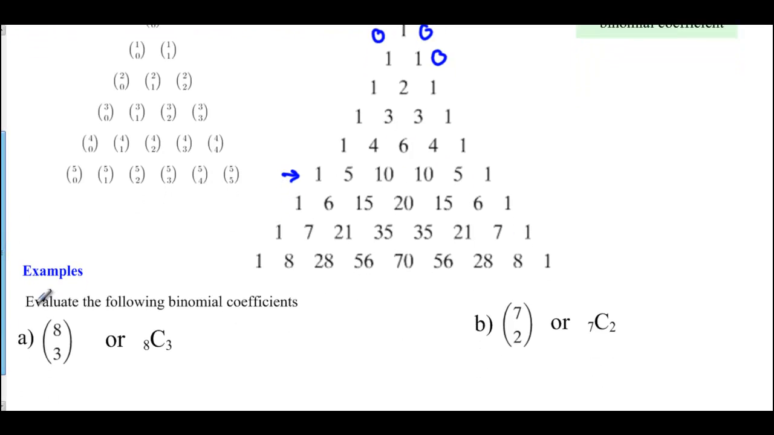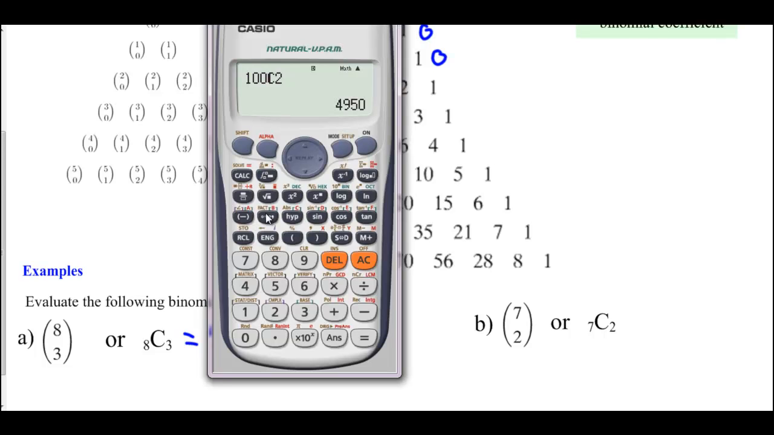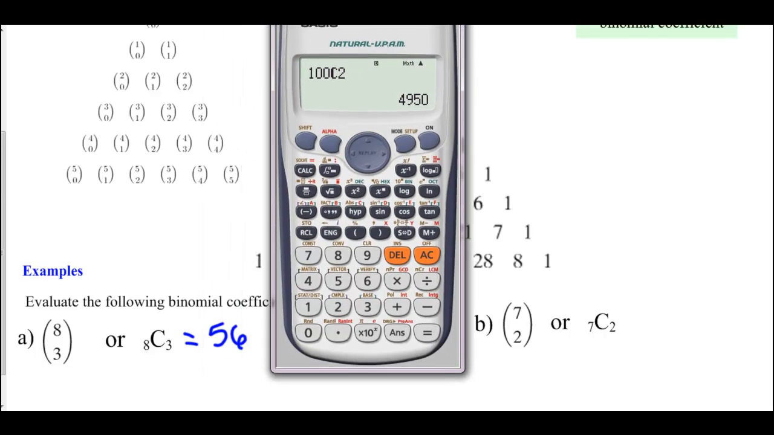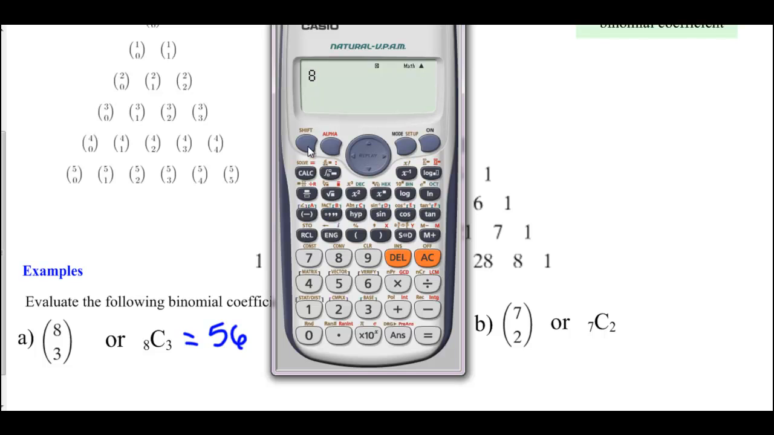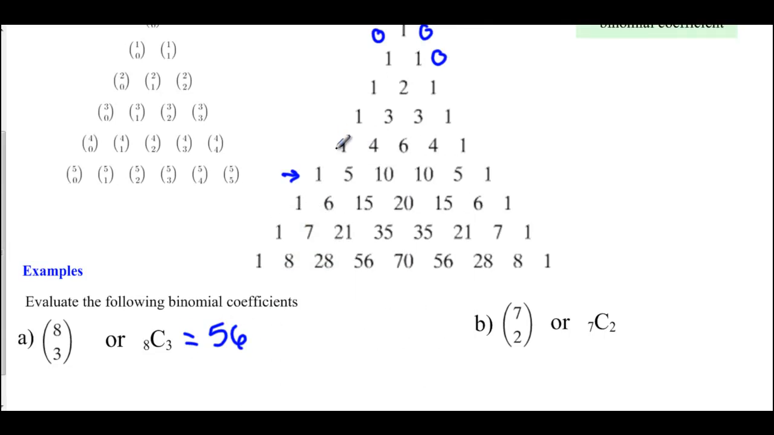So we can plug into our calculator 8 choose 3. So this was 5, 6, 7, 8. So 8 choose, I know this is 0, 1, 2, and 8 choose 3 right here. It's going to give us 56. And again, you can just throw it in your calculator also. So the 8 choose 3, and there's your 56. And then you guys try 7 choose 2 off of the triangle.